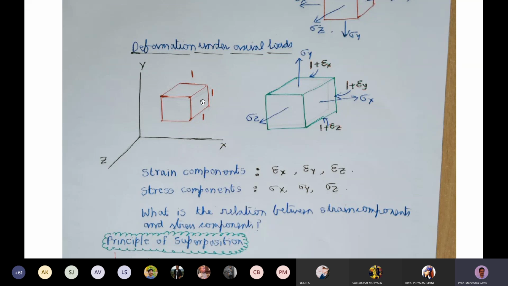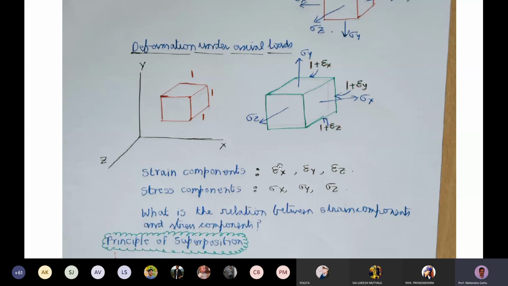Now under the action of loads sigma x, sigma y, and sigma z, this cube is stretching by a certain amount. So let's say the corresponding strains along x, along y, and along z are epsilon x, epsilon y, and epsilon z. So what will be the length of the deformed cube? This length is initially 1, and due to strain, the elongation will be 1 times epsilon x.